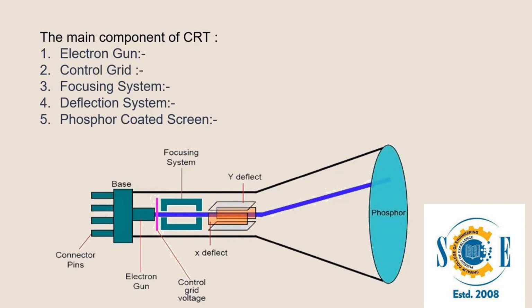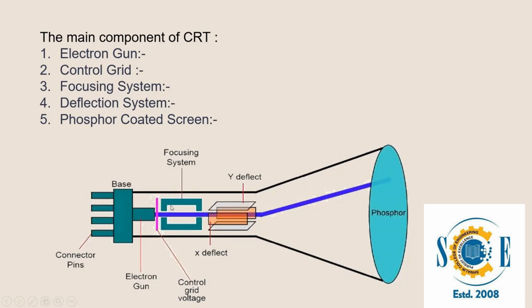Now, the second one is the control grid. So what does the control grid do? It controls the flow of negatively charged electrons so that these electrons do not move freely inside the vacuum tube. Here you can see that this is the vacuum tube. This is known as the vacuum tube.